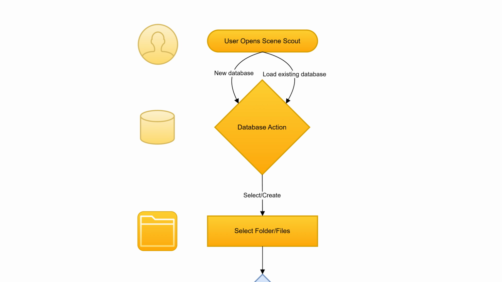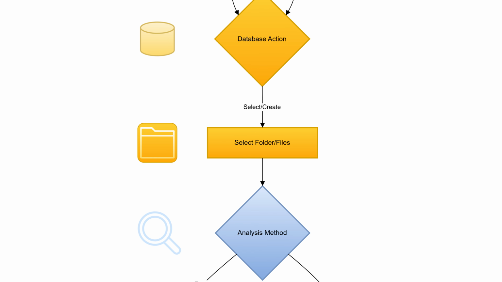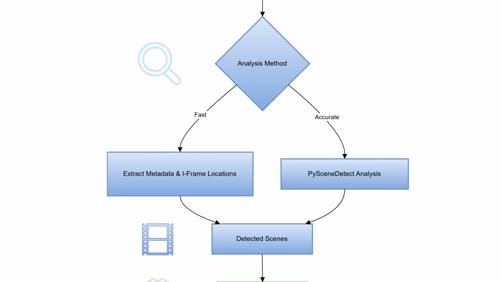As for the process itself, the user opens Scene Scout, the program, then they select or create a new database. Then they select the files or folders that they want to process and put into that database. Then you either choose the fast process method or the accurate process method. This is not about the vision model, but about detecting the scenes in the video. With the fast method, it uses the metadata to extract the video scenes. With the accurate version, it goes through the video and tries to detect the scenes that way, and that's way slower than the fast detection.